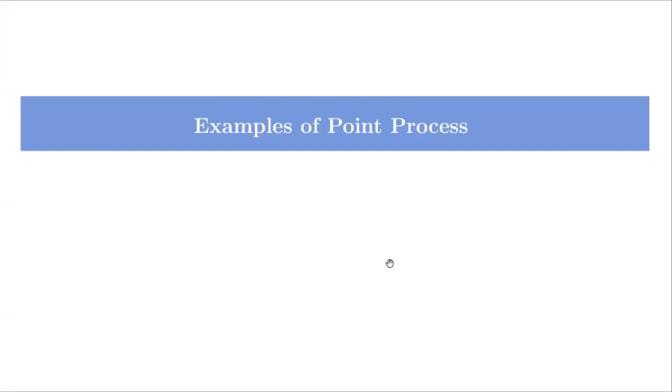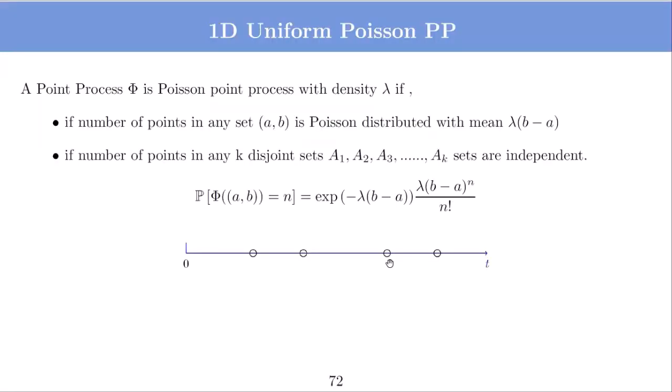We will now see some examples of point processes. First is the one-dimensional uniform Poisson point process. So a point process phi is a Poisson point process with density lambda. I'm defining the uniform Poisson point process, so the density is a constant. A point process is a Poisson point process with density lambda if it satisfies the following two properties. First, if you take any set (A, B), an open interval from A to B, then the number of points in this set is Poisson distributed with mean lambda times (B minus A). B minus A is the size of this set. So basically the mean number of points should be equal to lambda times the size of the set.